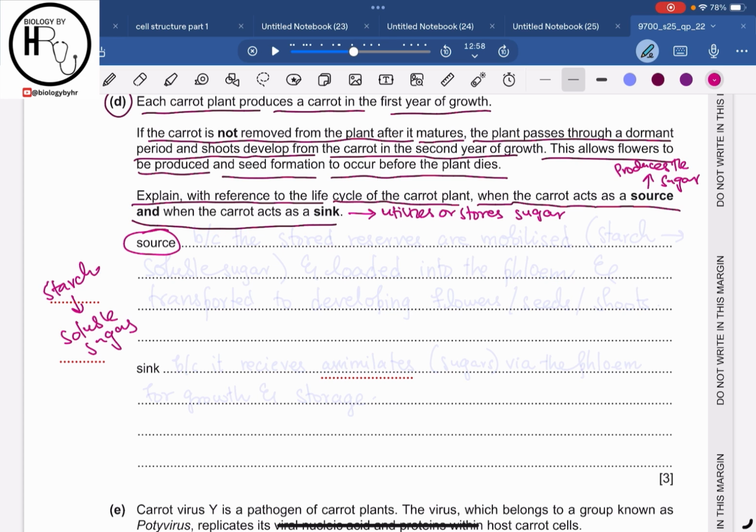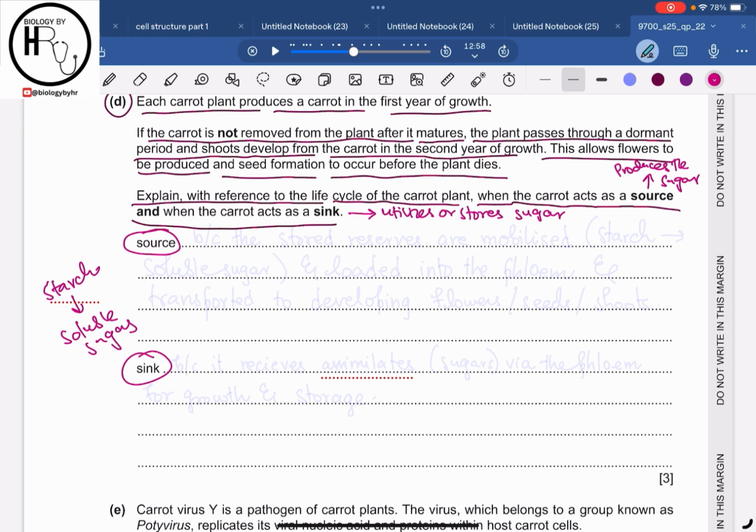And then if I talk about the sink over here, so the sink is in the first year, right? When the carrot is forming and enlarging, the carrot is acting as a sink. How is the carrot acting as a sink? Because during the first year the carrot root is a growing and storage organ that receives the assimilates, for example the sugars and the amino acids that are produced by the leaves.